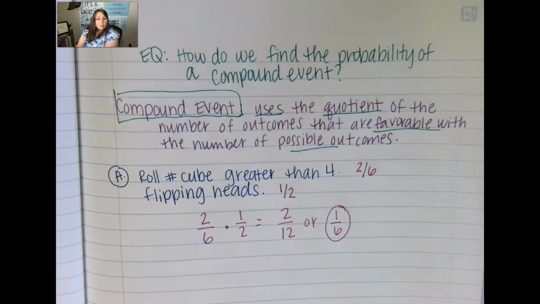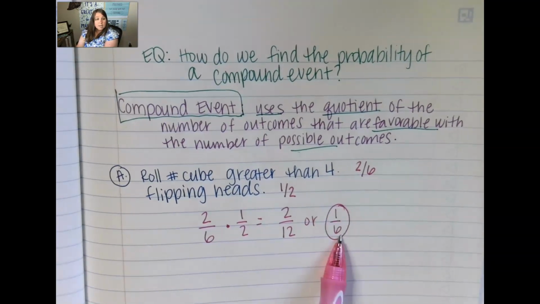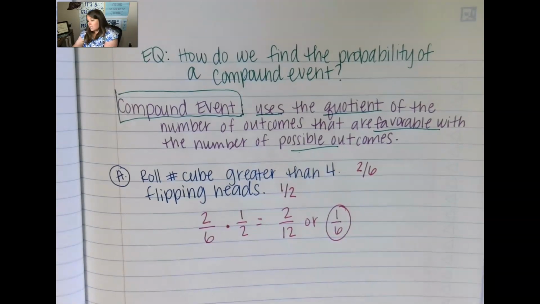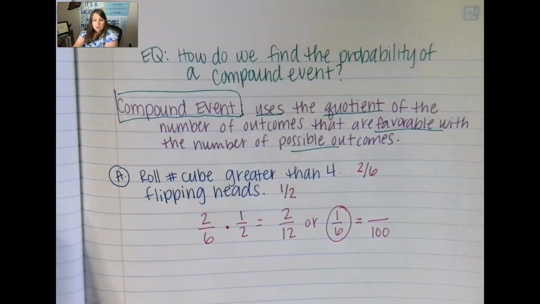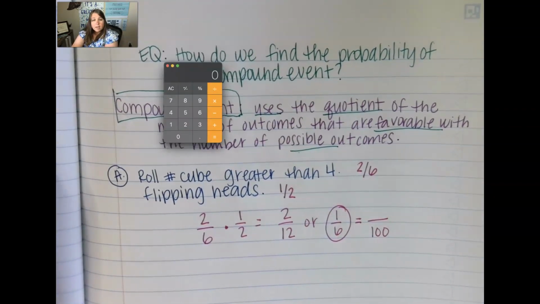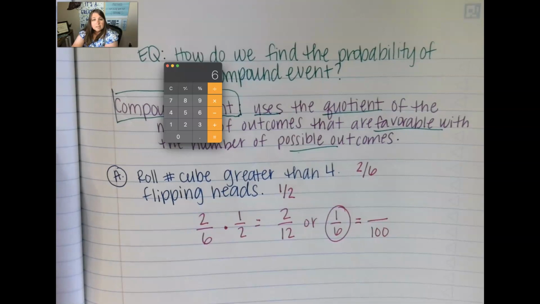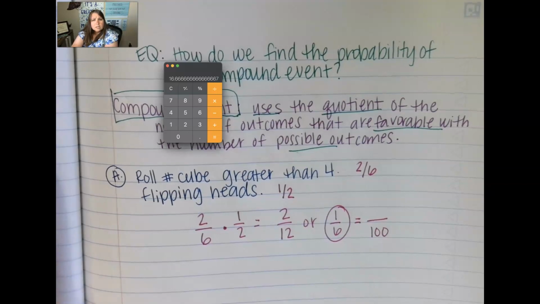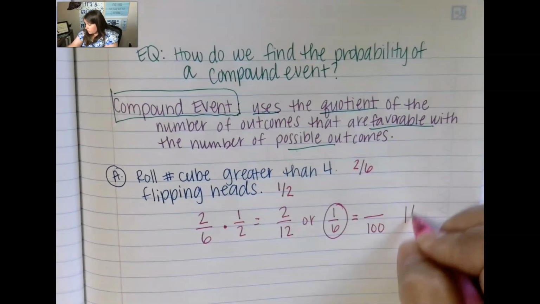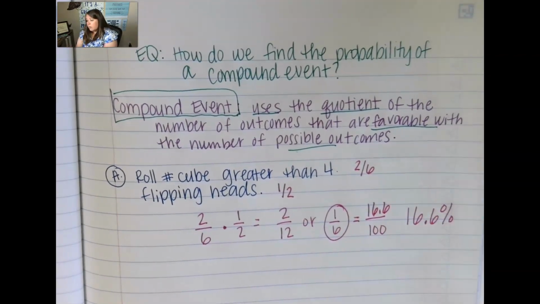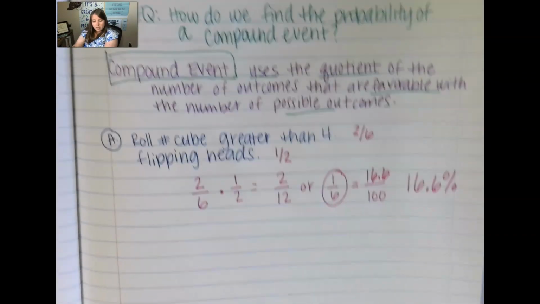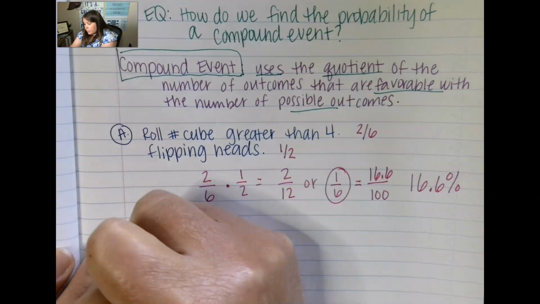Okay, and you can even turn this into a percentage. So we could turn this into a percentage and try to get it to 100. So equals out of 100. So 6 times what gives us 100, or 100 divided by 6 gives us 16. Oh my goodness. So 16.6%. There we go.